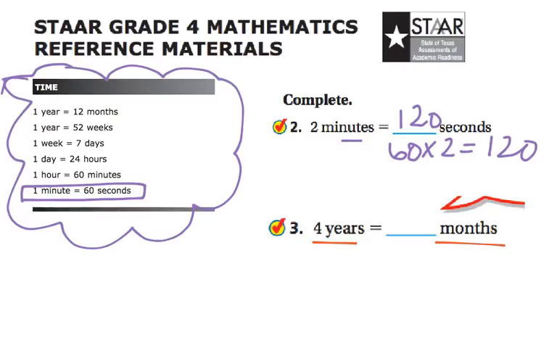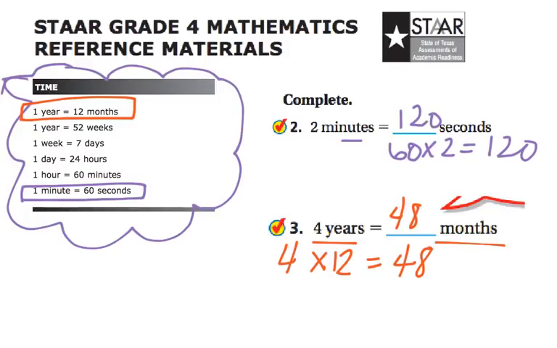For the next one, I am now going from years to months. Let's see what the connection is between years and months. Oh, look, right at the top: 1 year equals 12 months. So they multiplied 1 year times 4 to get to 4 years. So I'm going to think of multiplying 4 years times 12 months. 4 times 12 would give me 48 months. So in 4 years, there would be 48 months.